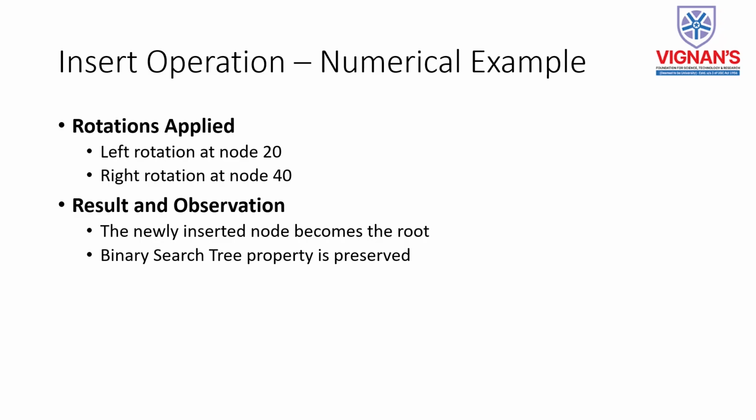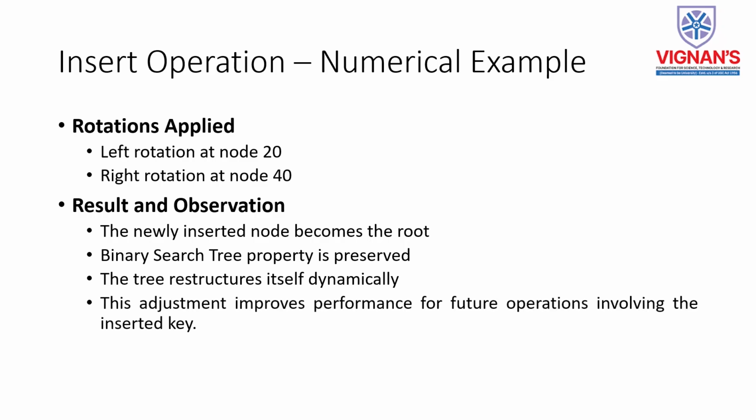The tree restructures itself dynamically. The structure of the tree changes automatically during splaying, without using any balance factors. This adjustment improves performance for future operations involving the inserted key. Since key 25 is now at the root, any future access to this key will be faster.